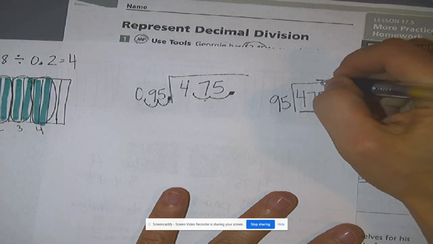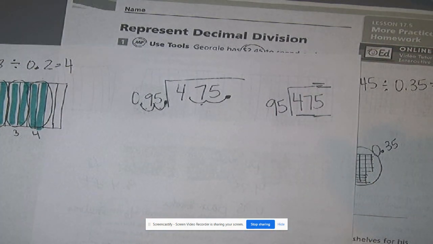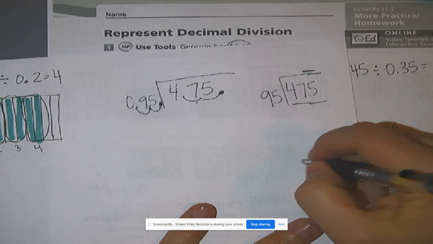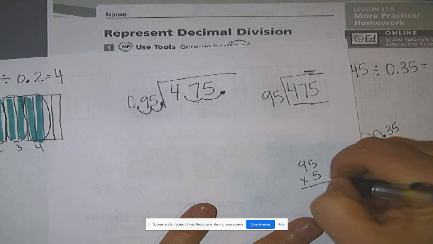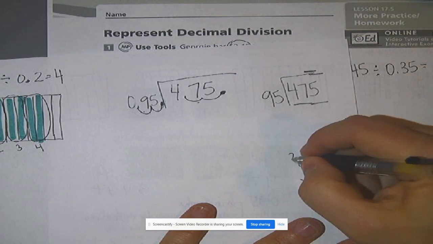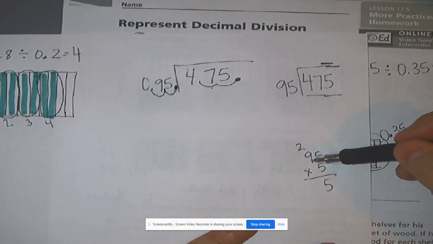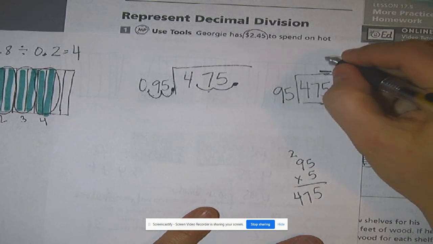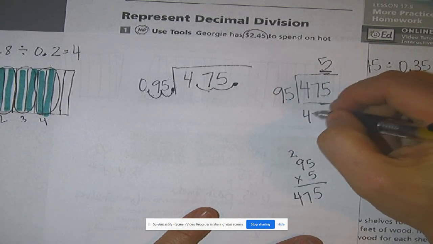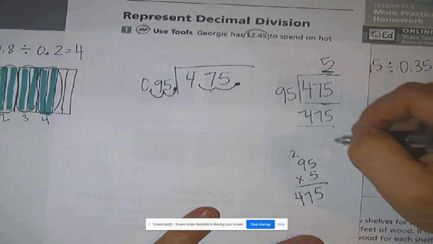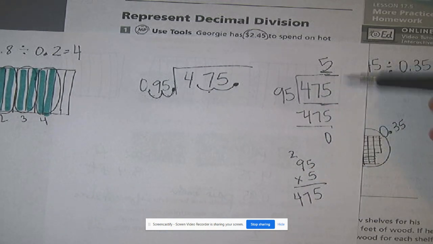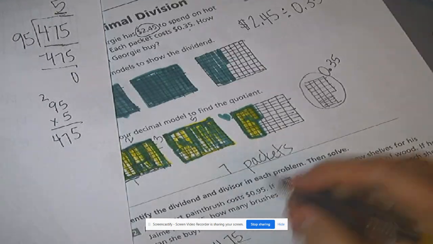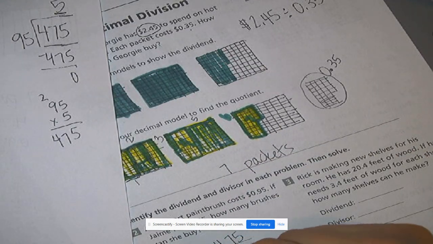So we're going to have at least one digit in our quotient, okay? So I'm going to try 5. So 95 times 5. 5 times 5 is 25. Carry the 2. 5 times 9 is 45 plus 2 is, look at that, 47. So 475, subtract, we get 0. There's nothing to bring down. So how many brushes can they buy? They can buy 5 paintbrushes.